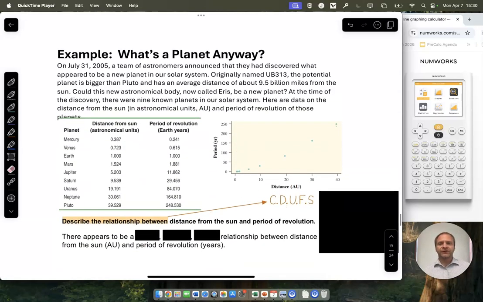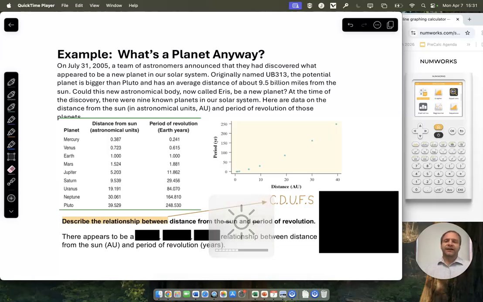We go through this whole process, and you can see that in 2005, a team of astronomers discovered what appeared to be a new planet in the solar system. They originally named it UB313, a potential planet that is bigger than Pluto, and it talks about the distance. Could this new body, now called Eris, be a new planet? At the time the discovery was made, there were 9 known planets. Did you hear about Pluto? It's no longer a planet.